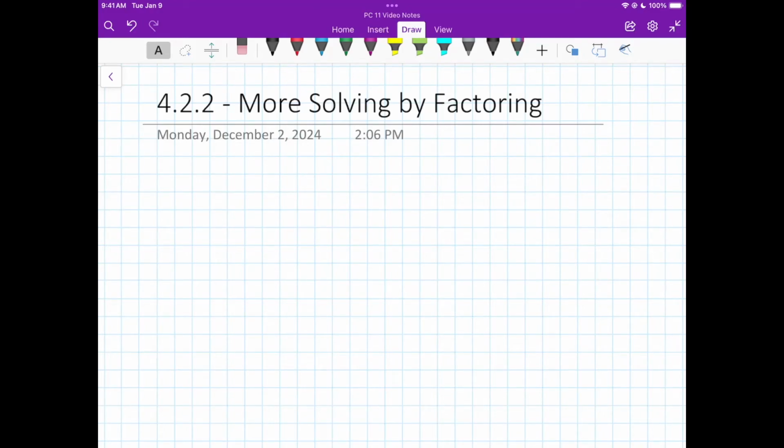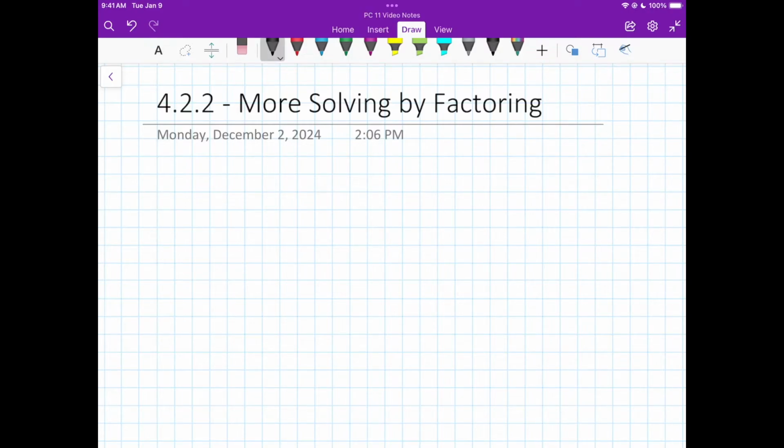This is the second lesson covering solving by factoring for Pre-Calc 11. So if you haven't already done a lesson on the first part of solving by factoring, make sure you go back and check that out, or else you're going to be a little bit lost. In this lesson, I'm not really going to be going over anything new on a grand scale. It's more going to be how to deal with specific situations that can come up when you're solving by factoring, things that can be a little bit different than your standard question.